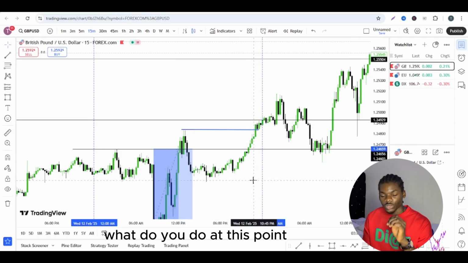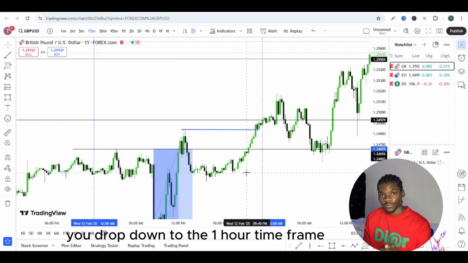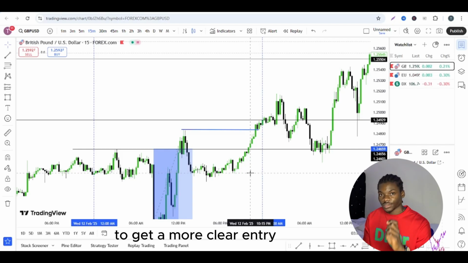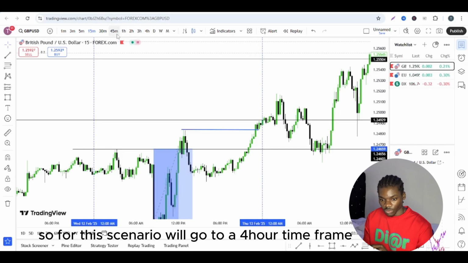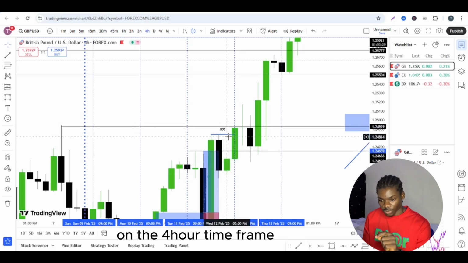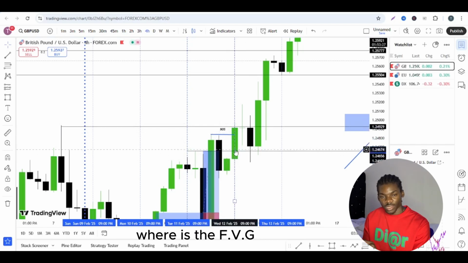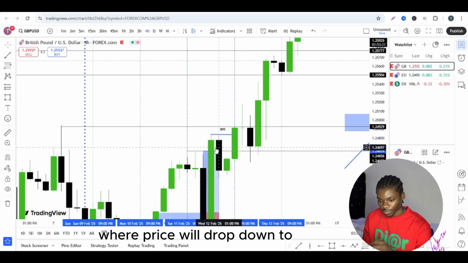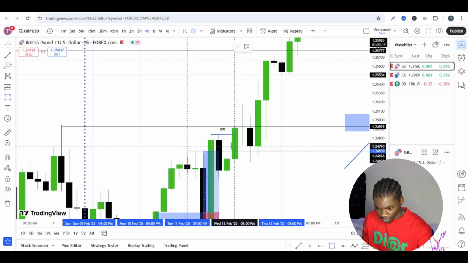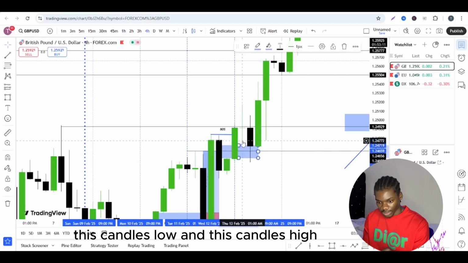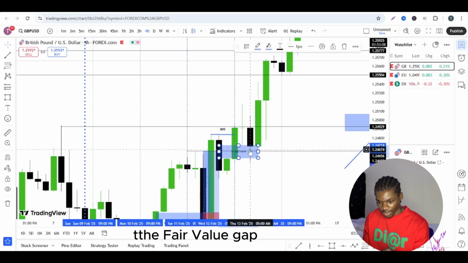Now what do you do at this point? You go up to the 1 hour time frame or the 4 hour time frame, so you go into a higher time frame to get a more clear entry. So for this scenario, we'll go to the 4 hour time frame. Now, this is the break of market structure on the 4 hour time frame. Where is the fair value gap where price will drop down to? Or where is the order block where price will drop down to? Let's mark it out. This is the fair value gap. This candle's low and this candle's high. That's the fair value gap.